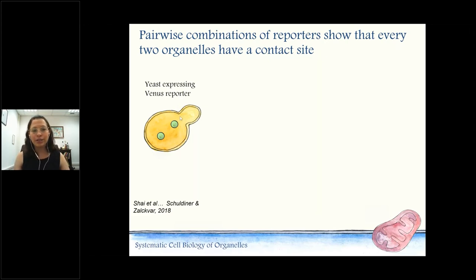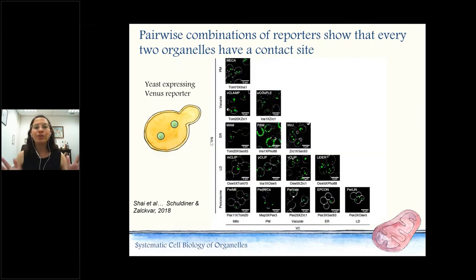And this is how it looks. So we have here our cell and we have the green dots here that are marking the contact sites. They're marking where the contact sites are found. Now, amazingly, when Nadav used these pairwise combinations of reporter, he was able to see that basically every two organelles have a contact site between them.